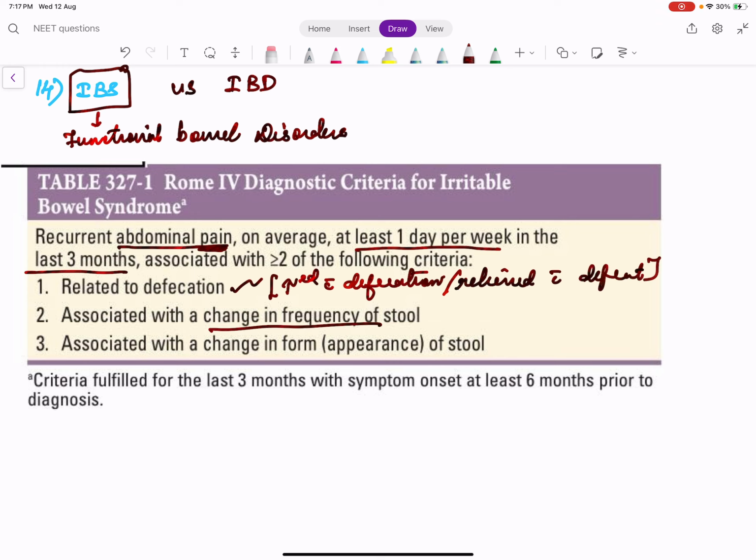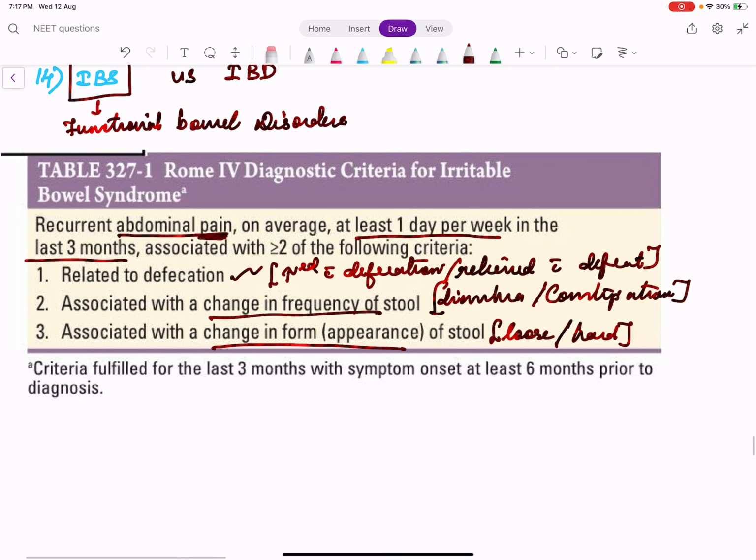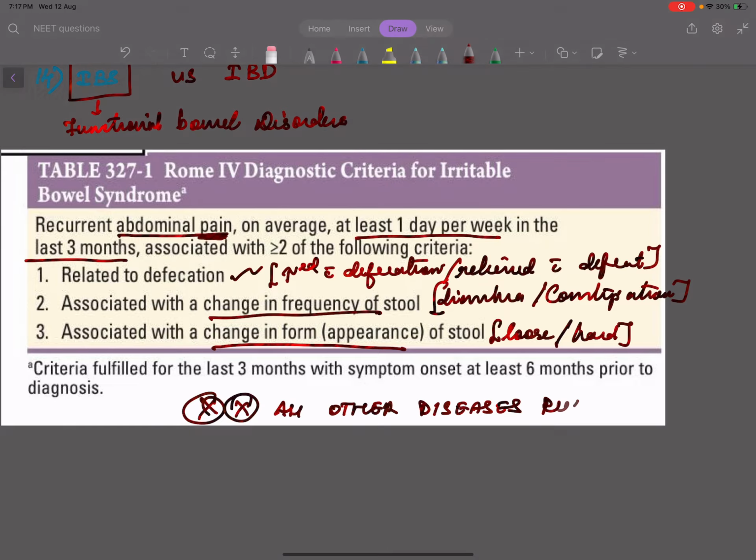There is a change in the frequency and change in the consistency of stool. So consistency of stool is either loose stool or hard stool. So change in frequency of stool is either there is diarrhea or constipation. Right? So there is abdomen pain at least 1 time per week for the past 3 months. The pain is either increased or decreased with defecation. There may be either diarrhea or constipation, or there may be loose stools or hard stools. Most important thing is all other diseases are ruled out. This is the most important prerequisite.